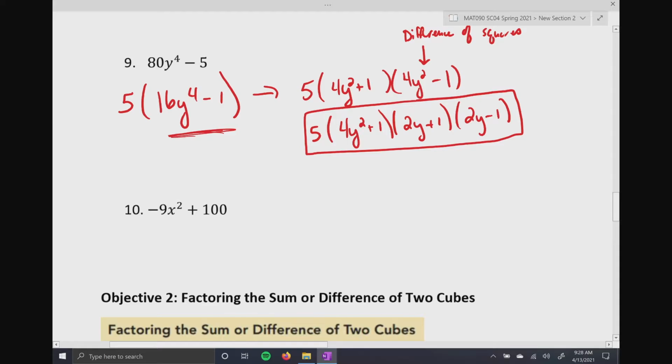All right. So here we go. Next. Number 10. We need to be careful. Because remember, and I know I went over this.